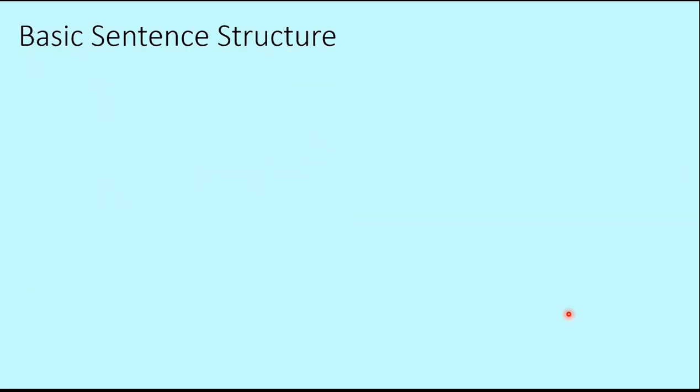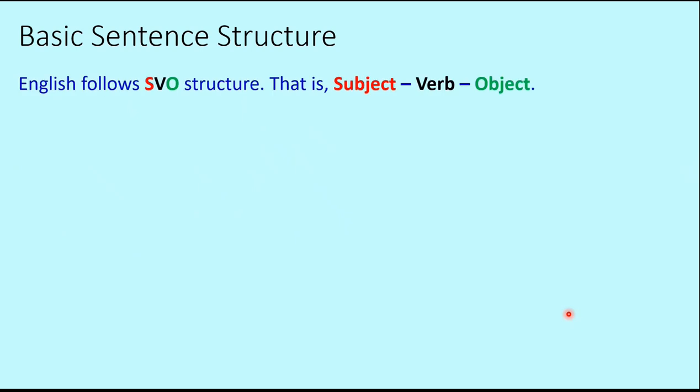So we start with basic sentence structure. English language follows the SVO structure. That is, any sentence is written in the form of subject, verb, object. As for example, John is a man, Japan is a country, I am Indian. So here you can see John, Japan, and I are the subjects of these three sentences. Is and am are verbs, and the objects are a man, a country, and Indian.